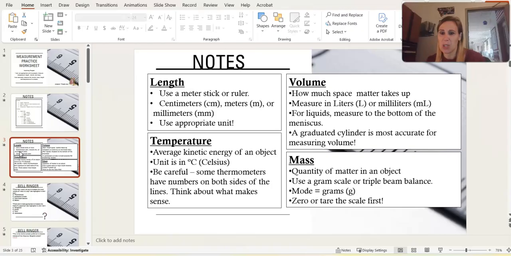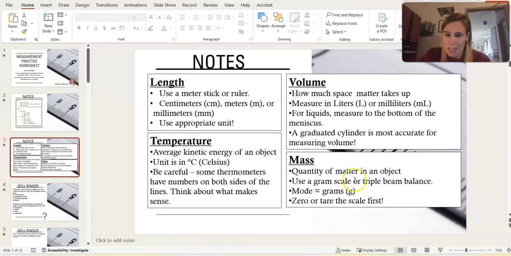Okay, volume is how much space matter takes up. For that, we're going to use liters with a capital L or milliliters, little m, big L. For liquids, measure to the bottom of the meniscus. Liquids have a sticky property between their molecules, so when we pour them into a graduated cylinder, the molecules will stick to the sides and make a little curve. It almost looks like it has two lines. You are going to measure to the bottom of that. That's the meniscus. So find the bottom of those two lines and hit the bottom. That's your accurate measurement. A graduated cylinder is going to be the most accurate for measuring volume. And again, we have different sizes of graduated cylinders, so make sure you use the one that's most appropriate.